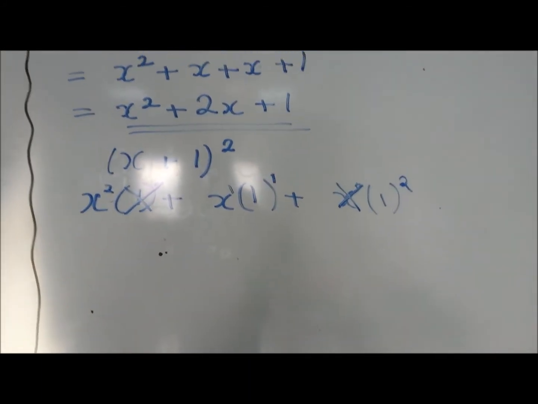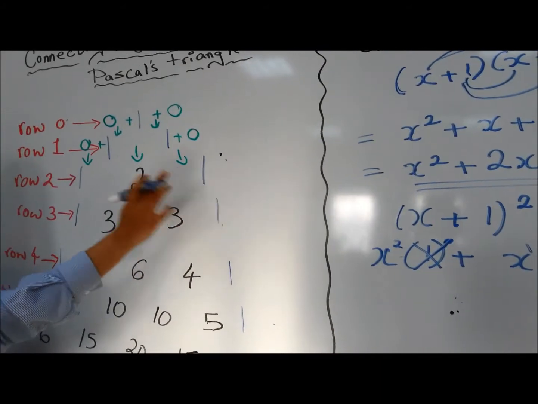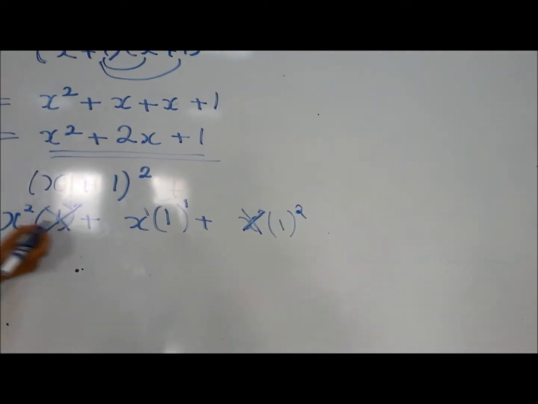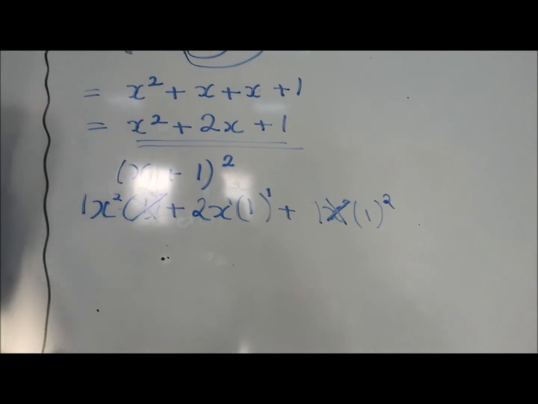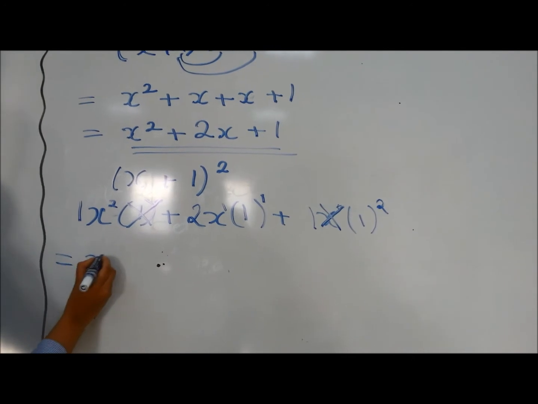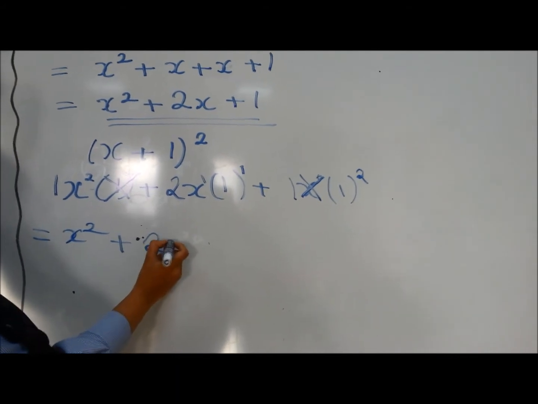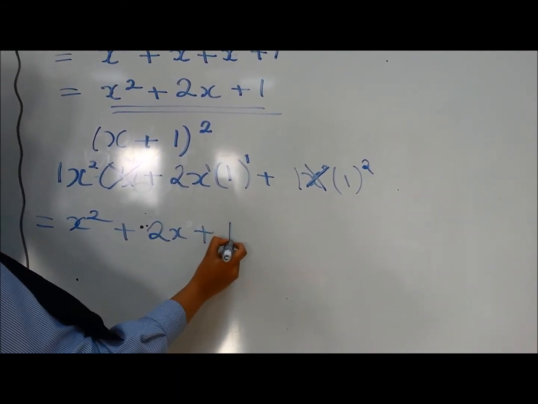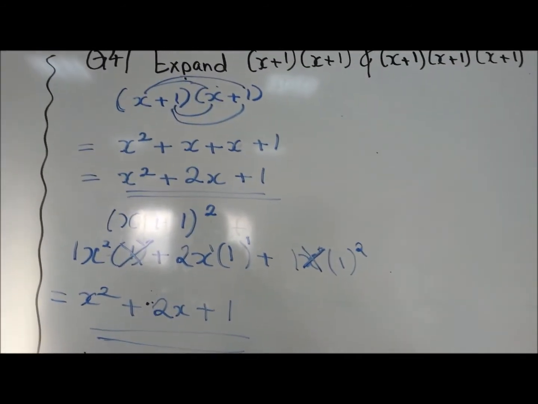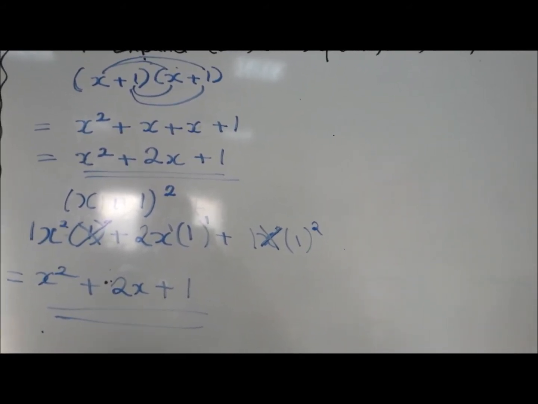And so we'll just take the coefficients from Pascal's triangle. So at the second row, we have 1, 2, and 1. So we'll just take them and add them over here. Then we will multiply 1 by x squared, so it's x squared, plus 2x, which is multiplied by 1, plus 1. And you can see that in both ways we had the same final answer. But this way is much better, as it's shorter and smarter.